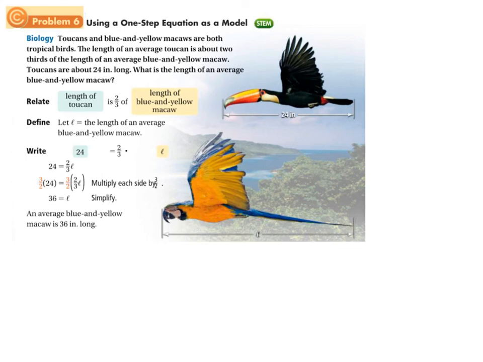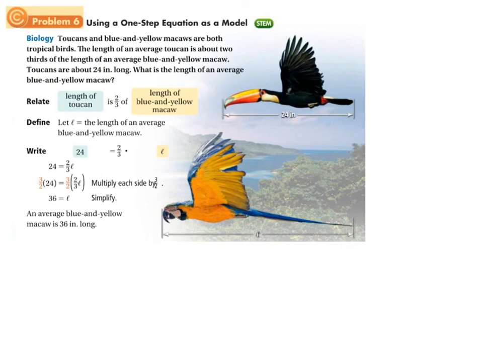Okay, one last problem here, which is an application of this idea. Toucans and blue and yellow macaws are both tropical birds. The length of an average toucan is about 2/3 the length of an average blue and yellow macaw. Here's the toucan, here's the blue and yellow macaw. Okay, toucans are about 24 inches long. What's the length of the average blue and yellow macaw?